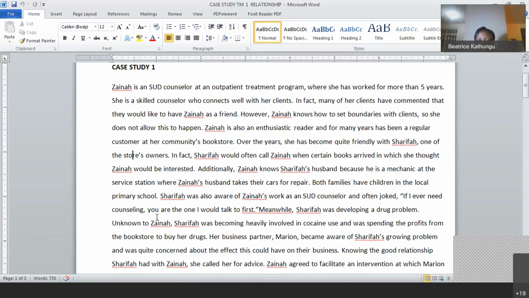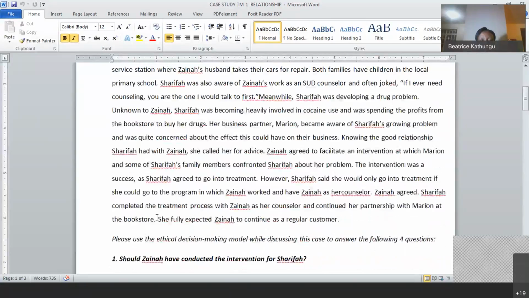Meanwhile, Sharifa was developing a drug problem. Unknown to Zaina, Sharifa was becoming heavily involved in cocaine use and was spending the profits from the bookstore to buy her drugs. Her business partner, Marion, became aware of Sharifa's growing problem and was quite concerned about the effect this could have on their business. Knowing the good relationship Sharifa had with Zaina, she called her for advice.